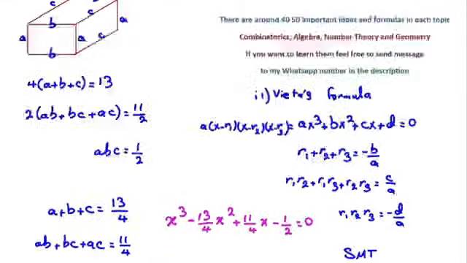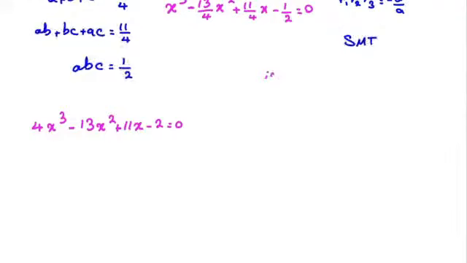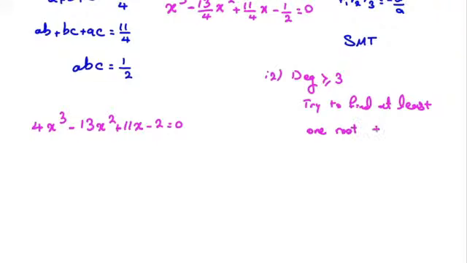Second idea that is useful, idea 2, when the degree is greater than or equal to 3. If the degree is 2, you can use the quadratic formula. If the degree is at least 3, try to find at least one root by plugging in different values. Try to find at least one root, then you can factorize. Check plus minus 1, 0, plus minus 2, and so on. Here, if you check 1, if x is 1, then it will be 4 minus 13 plus 11 minus 2.